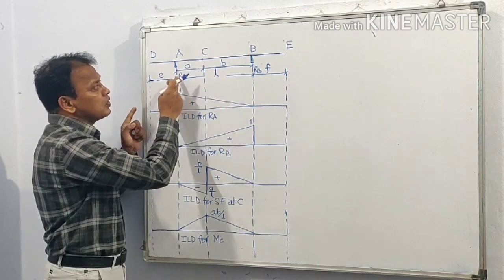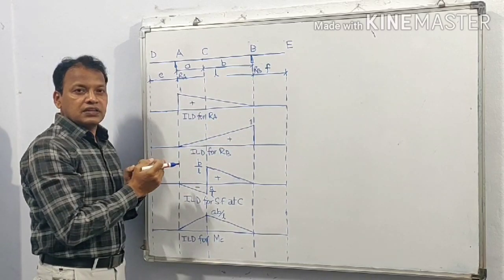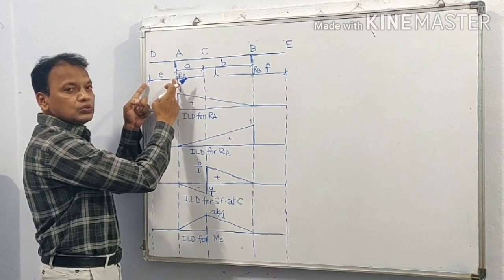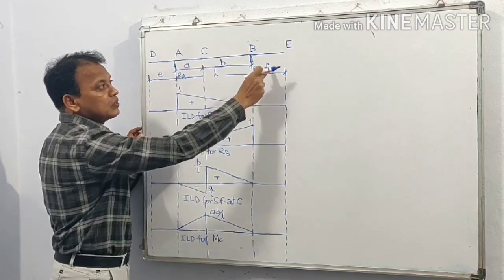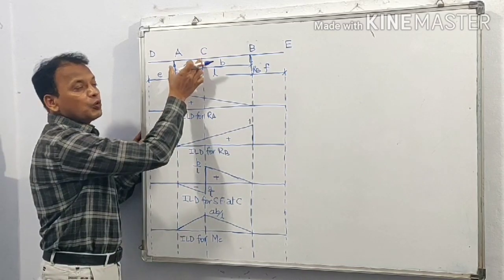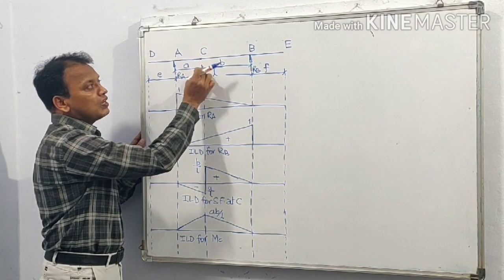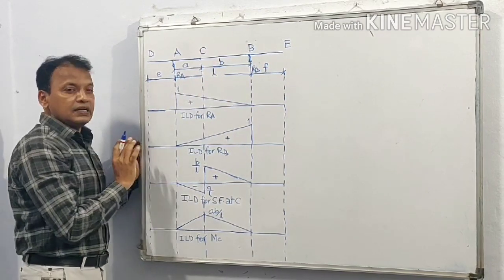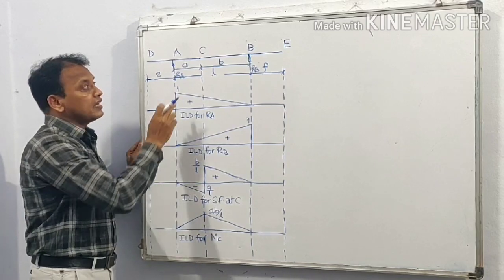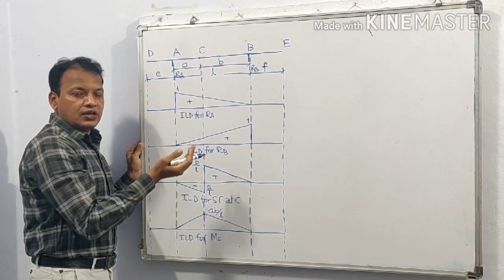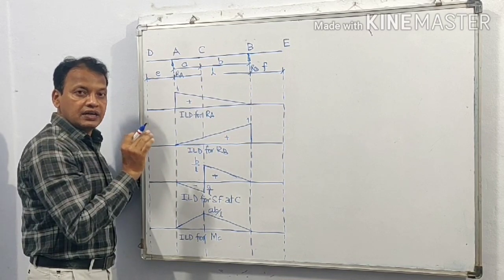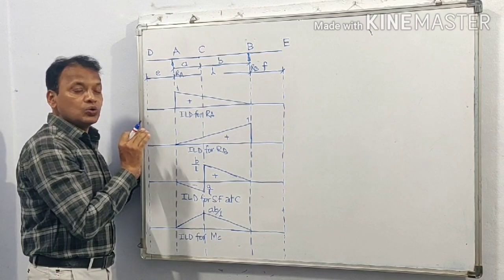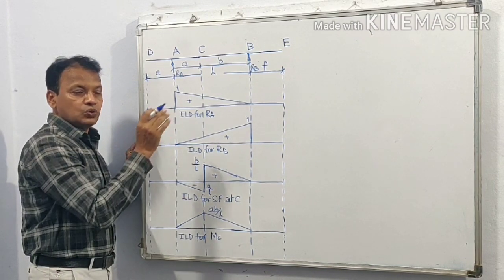Now for this simply supported beam, on either side there is an overhang. Let this distance DA be equal to E and overhang BF be equal to F. This point C, AC is equal to small a and CB is equal to b, AB is equal to L. So here let us see how to draw influence line diagram for this overhanging beam. Already we have made calculations and drawn influence line diagram, but here we are interested in how to draw influence line diagram without making those calculations.